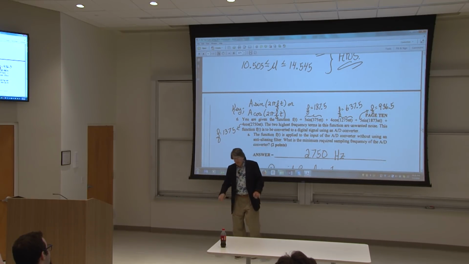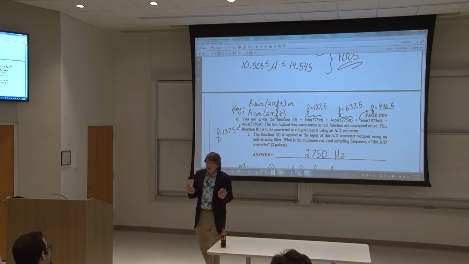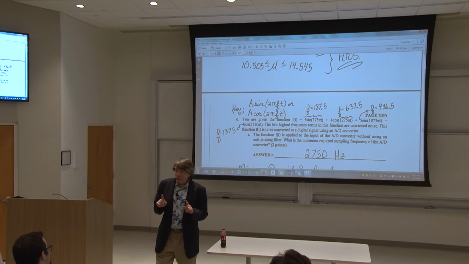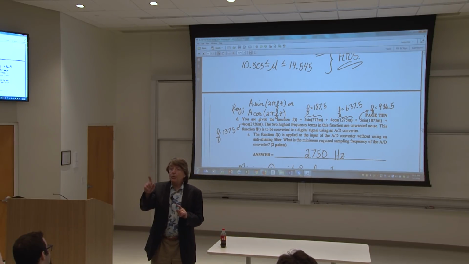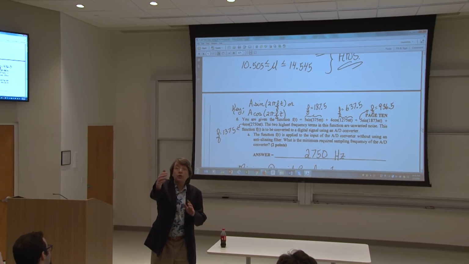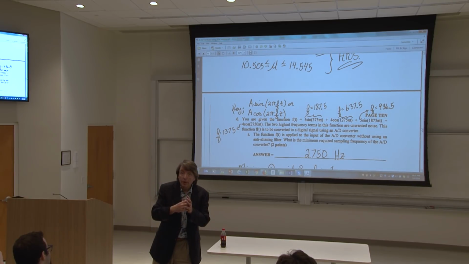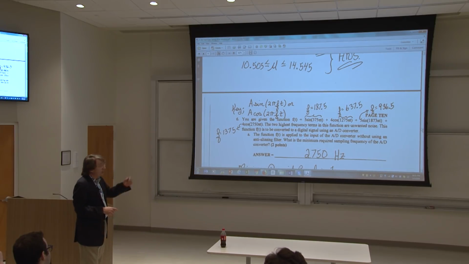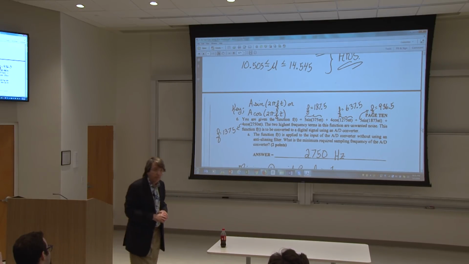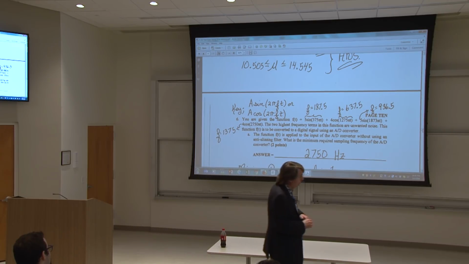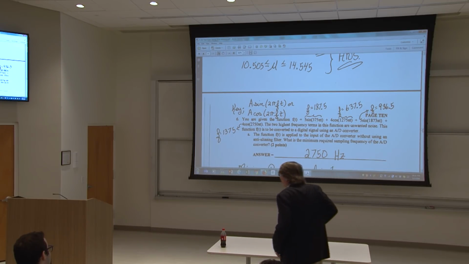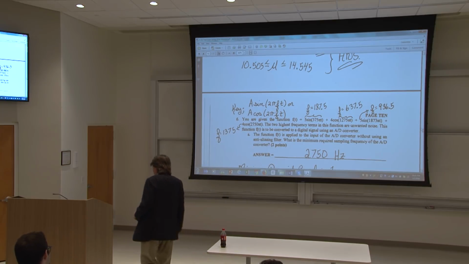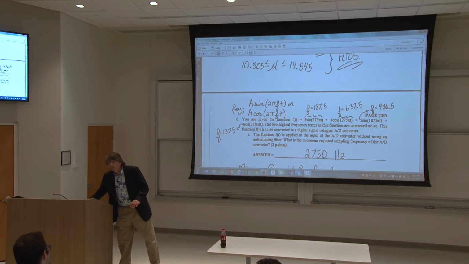Now, the simple way to do it, but it's not the best, is to pick the corner frequency of the filter to equal the highest frequency of the signal you want to get through. So what's the highest frequency signal you want to get through? 637.5. So we select the corner frequency to be 637.5.